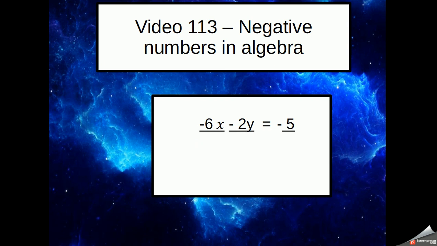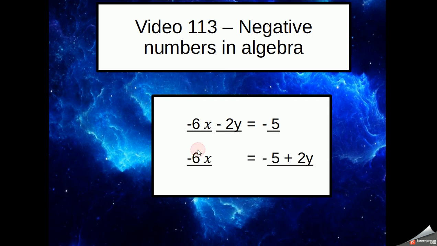Let's have a look at another example. Minus 6x minus 2y equals minus 5. I'm making x the subject, so I'm moving the minus 2y over to the other side. And the minus turns into a positive, so we've got minus 6x is equal to minus 5 plus 2y.